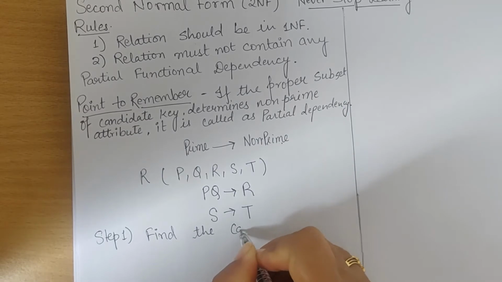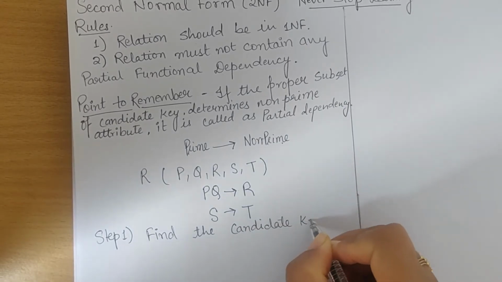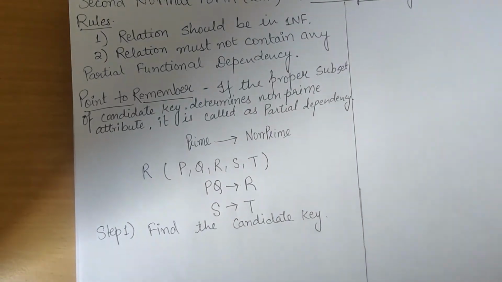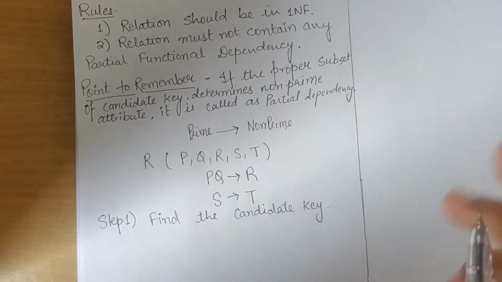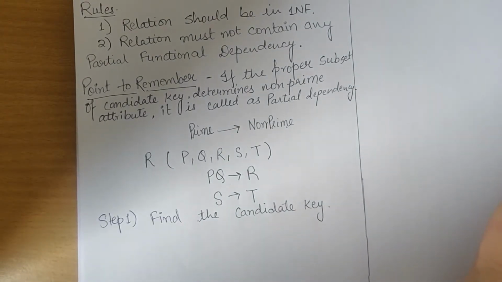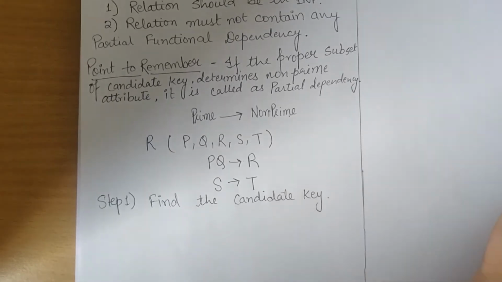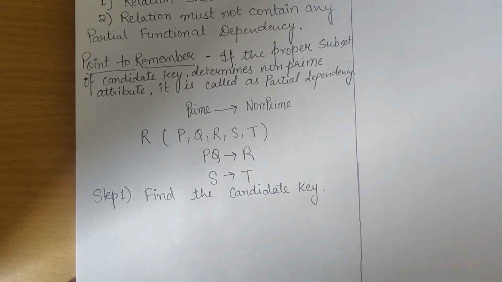Find the candidate key. Now, how to find out the candidate key? If you have seen the videos, two videos I have discussed. One, how to find out the candidate key in the conventional way. Another with a short trick. So, we will use the short trick here. So, how to use the short trick?